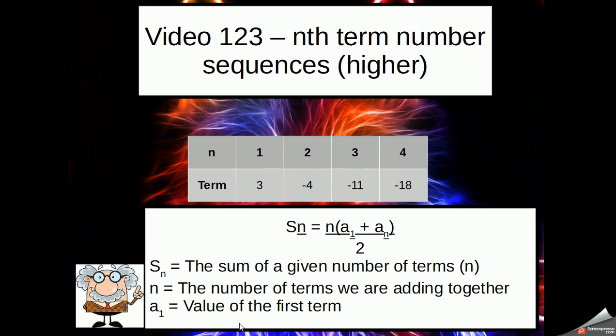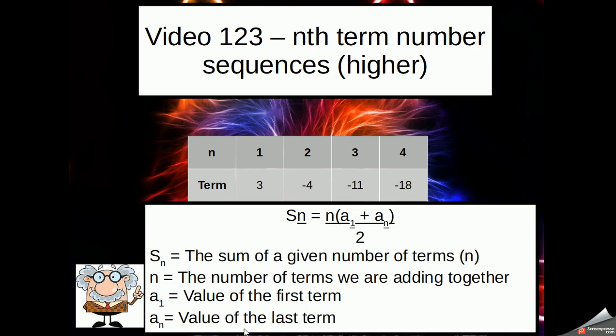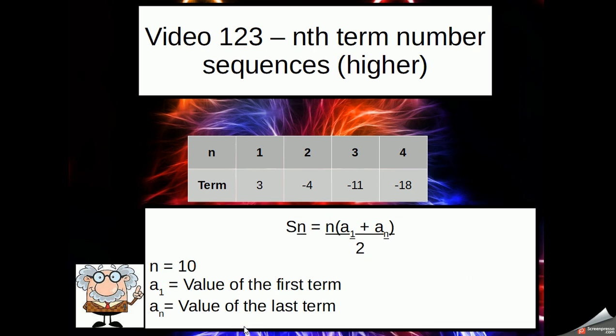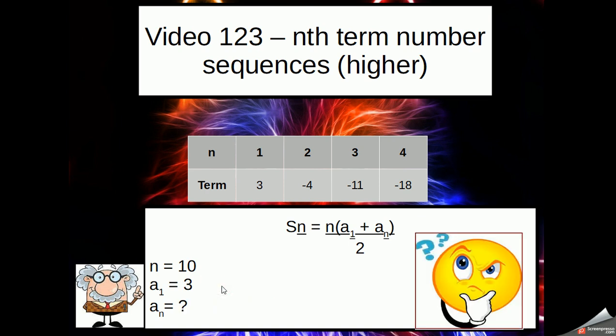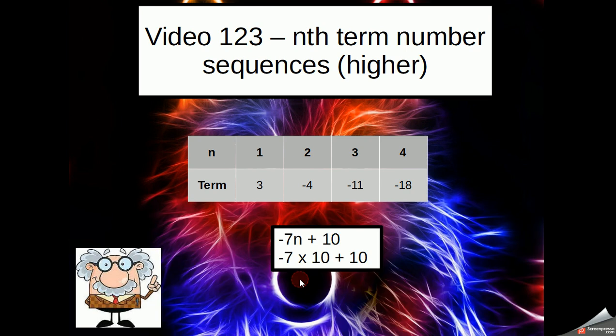a1 is the value of the first term in the sequence, and an is the value of the last term in the sequence. So going through these, we said that we want the sum of the first 10 terms, so n is 10. The value of the first term, well, we can see from this table that the first term is 3. And the only thing we don't know is the value of the last term, because we don't know the 10th term in the sequence. As I said, you can work your way up, but what happens if it's the 100th term? Well, our earlier process of coming up with the equation answers our problem.